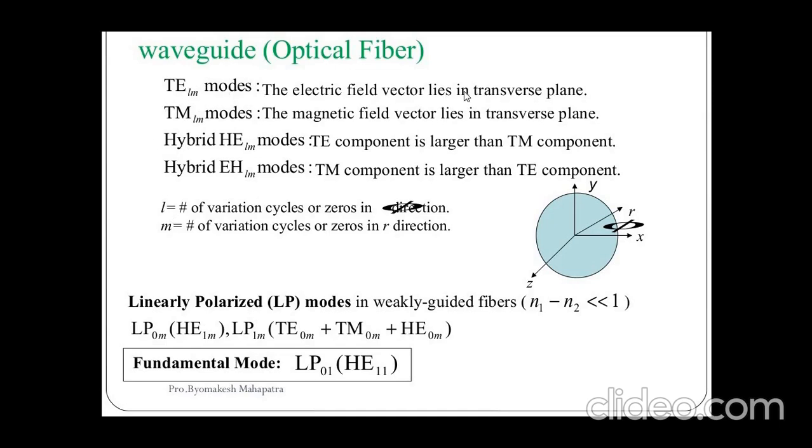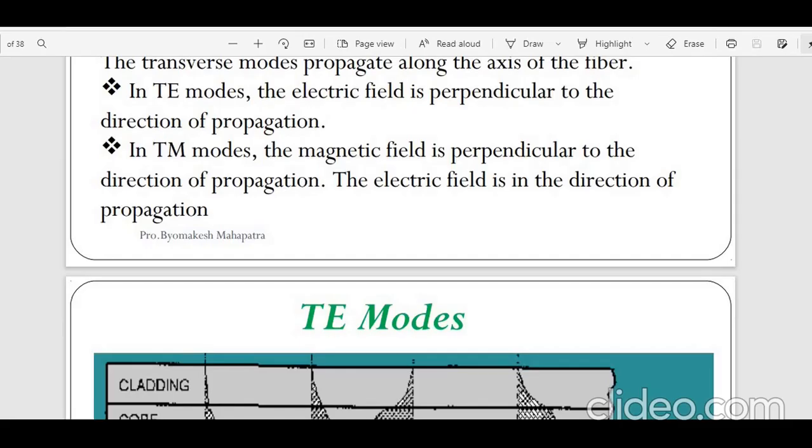One is the TE mode, where the electric field vector lies in the transverse plane. The TM mode, where the magnetic field vector lies in the transverse plane. Hybrid modes: when the electric mode is greater than the magnetic mode, we go for HE. Whichever is greater, that one we take. If the magnetic mode is greater than the electric mode, we apply EH. HE means E is more; in EH, H is larger. This is the linearly polarized wave.